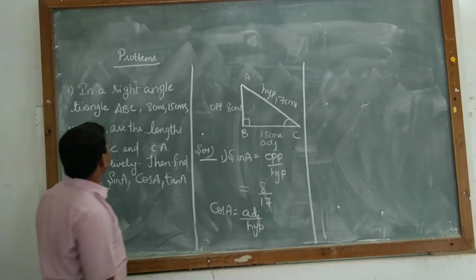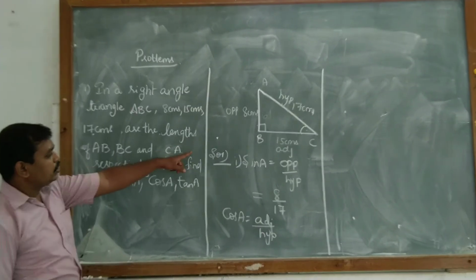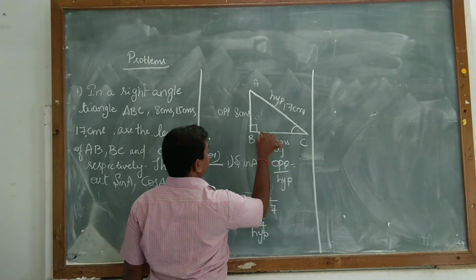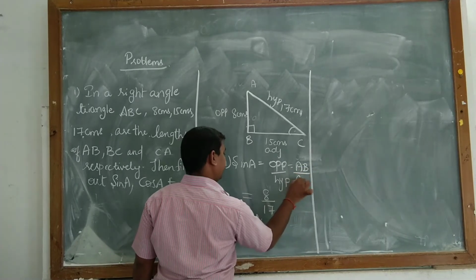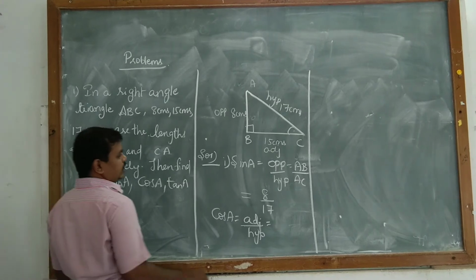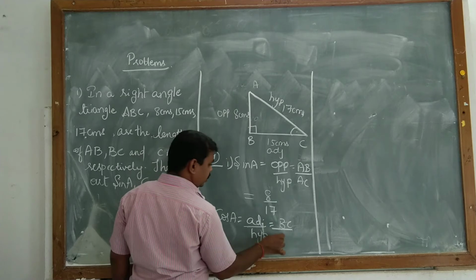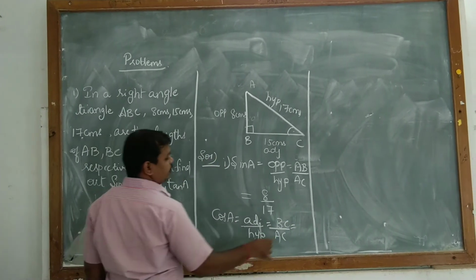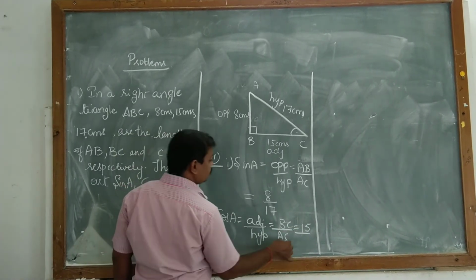Okay. That means this is sin A. If you want to write the sides, what is the opposite side here? AB by AC. Similarly, cos A. What is the adjacent side? The adjacent side is BC, and the hypotenuse side is AC. So what is the length of BC now? The length of BC is 15 by the length of AC, which is again 17.